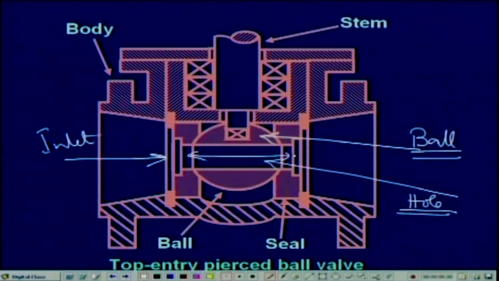Now suppose this is the hole, and when the ball is in this position, you can understand that this is the inlet port and this is the outlet port. When the hole is aligned with the inlet port and outlet port holes, then the fluid can flow from inlet to outlet. On the other hand, if the ball rotates, then the flow is blocked. So it is by rotating the ball that various amounts of flow can be realized. This is the basic principle of a ball valve.